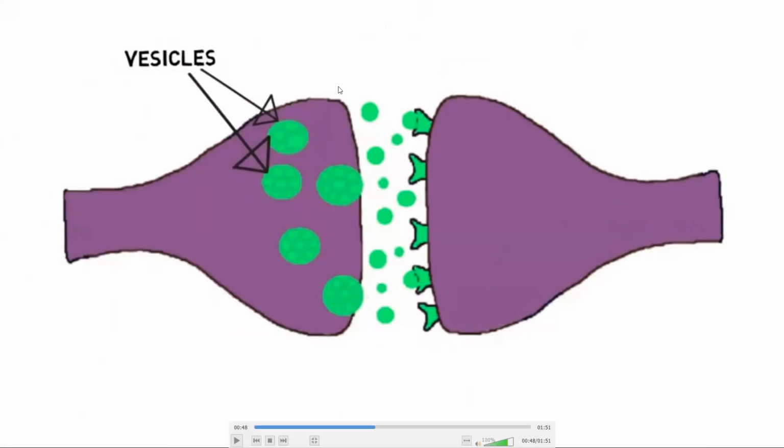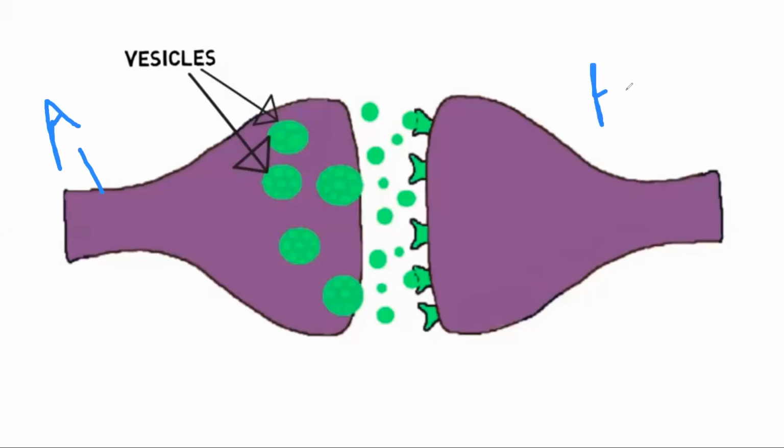Okay, so let me explain this. This is the first neuron that I'm talking about, neuron A. And this is neuron B. So for neuron A, let's say there's the axon. The axon is transmitting the information. Then it will get to this side, which is the terminal button. This structure is the terminal button.